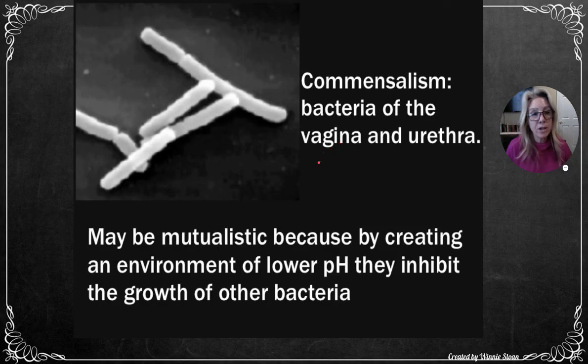Commensalism is the bacteria that live, if you have a vagina, inside your vagina or your urethra. We both have urethras. They probably could be mutualistic. They don't do any harm to us, then it's commensalism, but they could also be mutualistic because bacteria that are not harming us are taking up space in our, let's say, urethra. And so bacteria that are harmful don't have any access to it, don't have room to get into those areas because the good bacteria have already taken up all the real estate within those parts of our bodies.